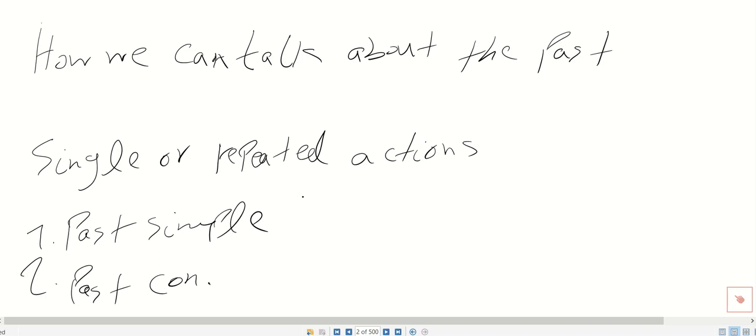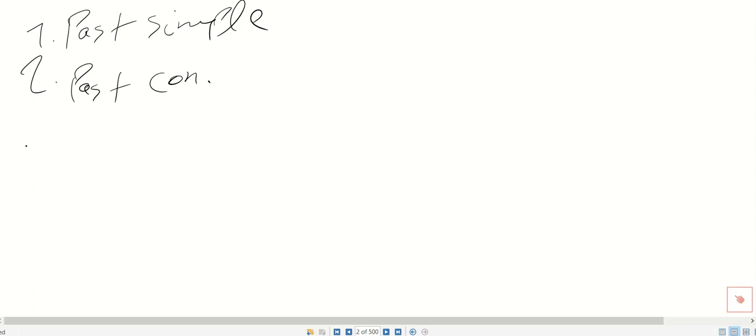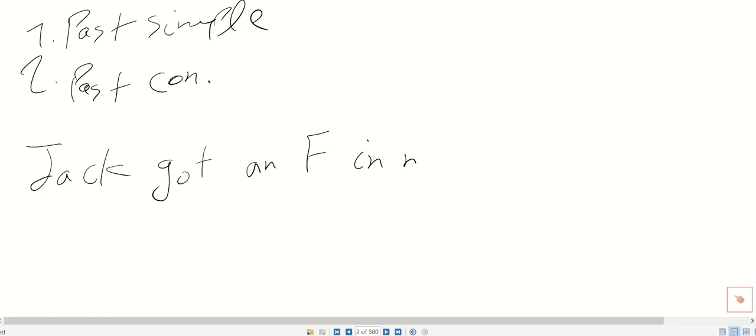For example, Jack got an F in math in October. Let me write it. Jack got an F in math, for example, in October. So here, this is an example of an action with a definite time. Okay, Jack got an F in math in October.